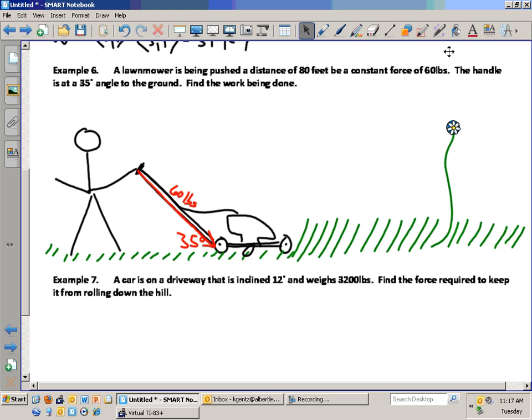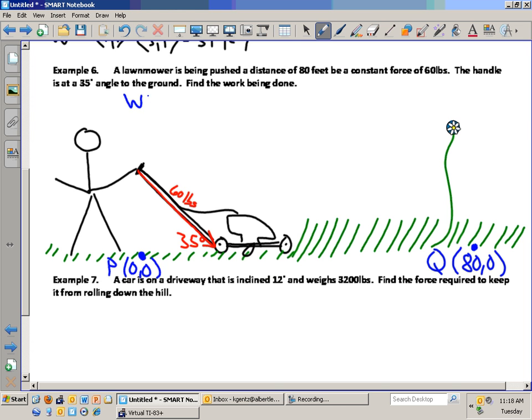And I'm going to choose this point at which he or she is pushing the lawnmower to represent our beginning point P, which will be (0, 0). If he or she pushes the lawnmower 80 feet horizontally, where is going to be my ending point? (80, 0), because it's a horizontal push, so our x value will change, our y value will not. In order to calculate the work, the question is find the work being done.